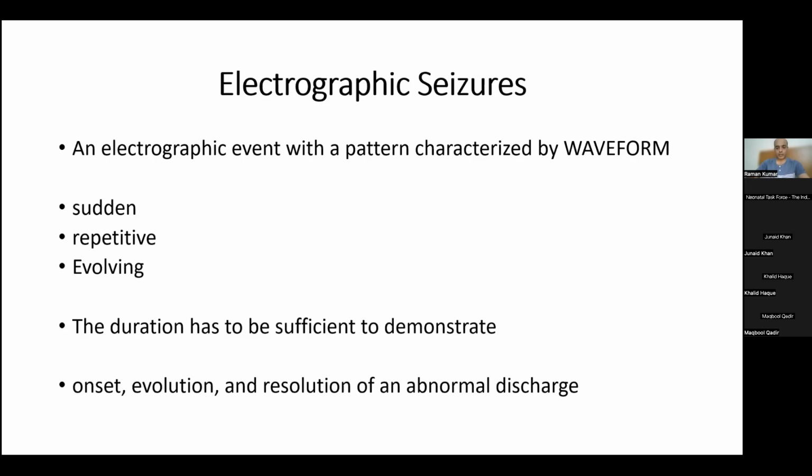For me, working here at LNH or in other setups, I feel that EEG is not a utility. Even if we have an EEG, we do not get it reported properly, and we cannot make decisions on it. Any EEG which has certain repetitive and evolving patterns is called a seizure pattern. I won't go much into detail about it. We need to understand that a discharge must have an onset, evolution, and resolution of an abnormal discharge. These three things, onset, evolution, and resolution, are what we look for in those EEGs.